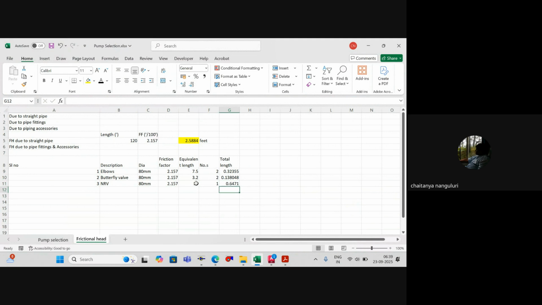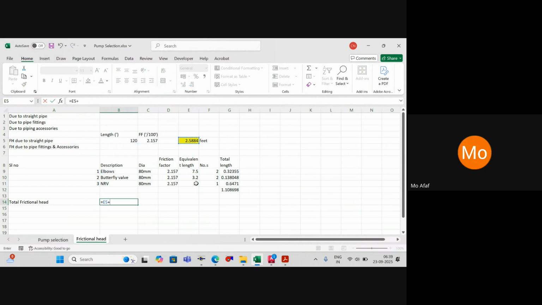So the total losses due to all these piping accessories is the sum of all these elements. Do you agree? So 1.10869, whatever. Now we have to calculate the total frictional head, which is the head due to straight pipes and due to accessories. Automatically we got this value, which is 3.69.